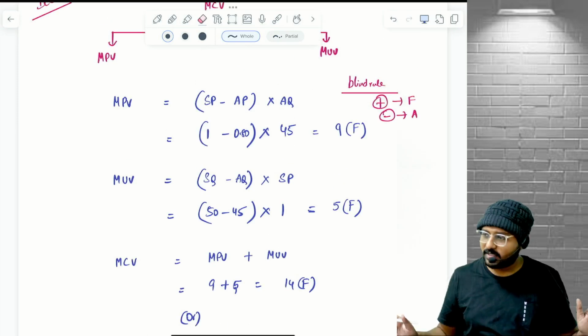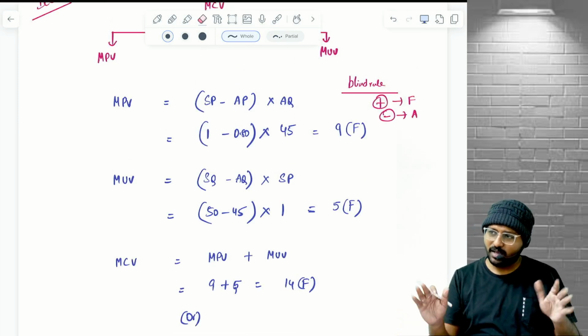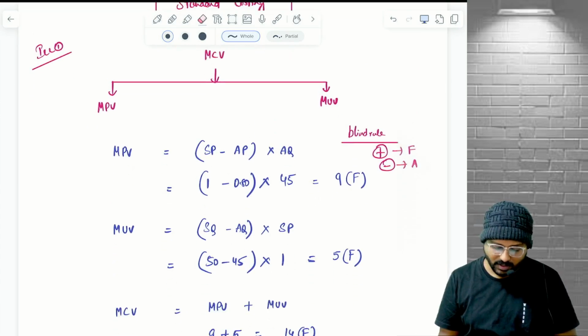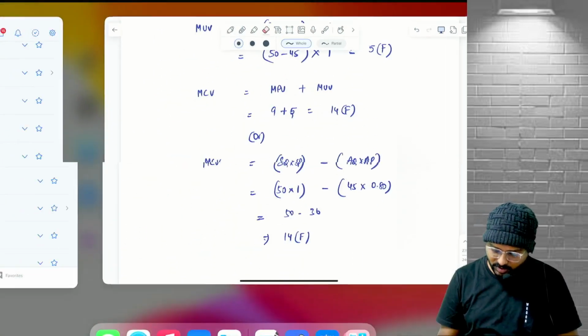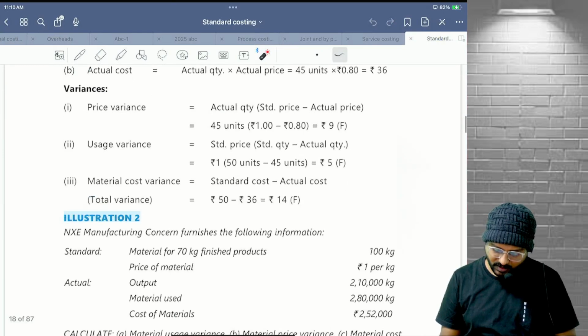We'll go with the sums that are there in the ICA. To that extent, if you are pakka, it's done. Are we done? Right. Moving on to the next illustration. So illustration 1 is done. Let's move on. Ready?